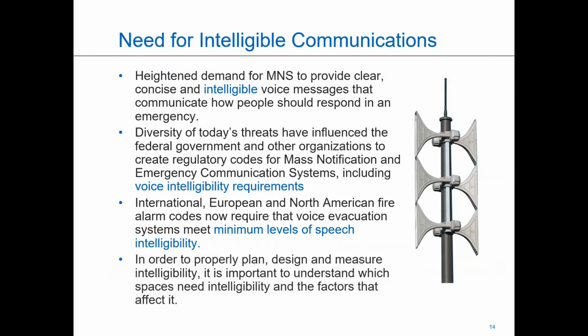So the need for an intelligible system is critical. You want to have intelligible voice that people can hear. How are you going to communicate with them in a wide area? Because of the threats, you want systems in place that are clear, loud, intelligible, as well as audible. And that's what we're here to discuss, because they're really two different plans.